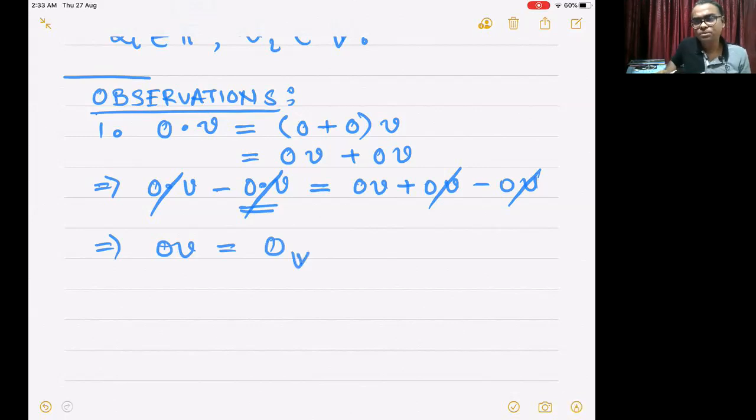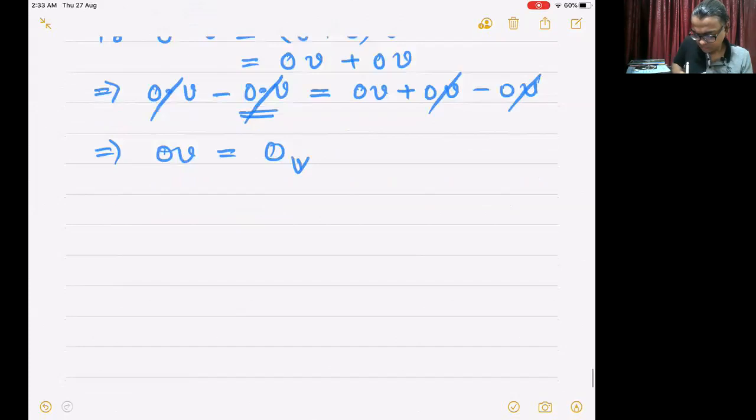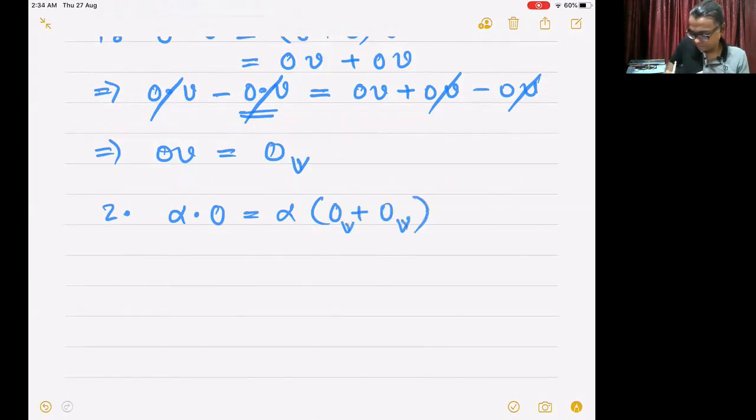Yeah, so this is the first observation. This is true everywhere. And for columns of numbers, this is trivial, but for the general case this also follows, and you have to prove it like this. Similarly, you can prove that if I have any scalar alpha times the 0 vector, then this is equal to alpha times, by the second distributivity property, 0 plus 0. So this is in the vector space 0. This by the distributivity property is alpha times 0v plus alpha times 0v.